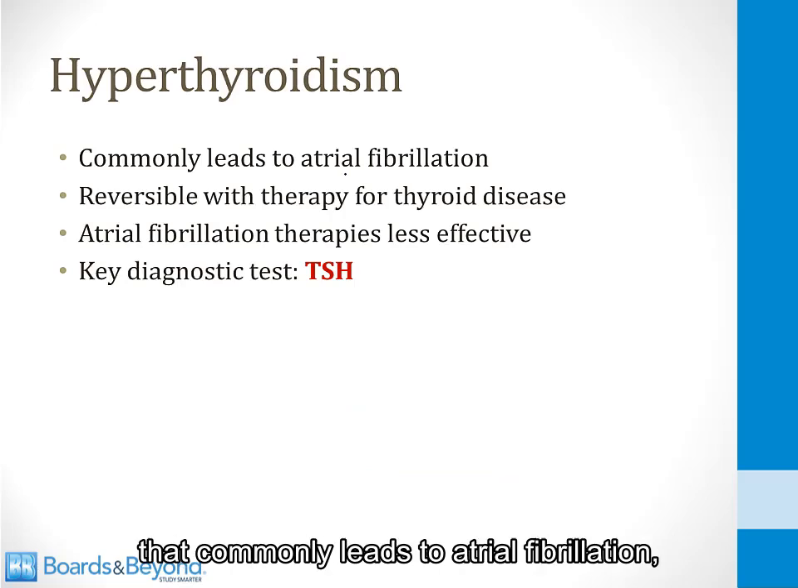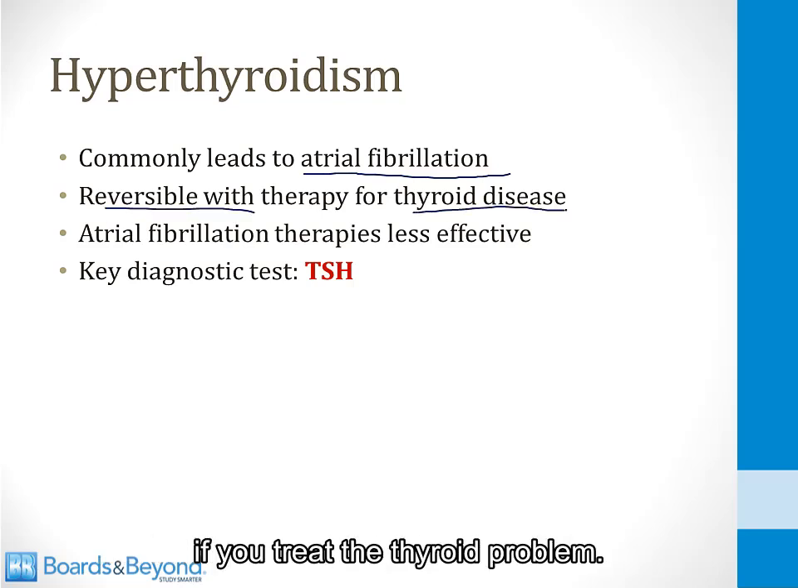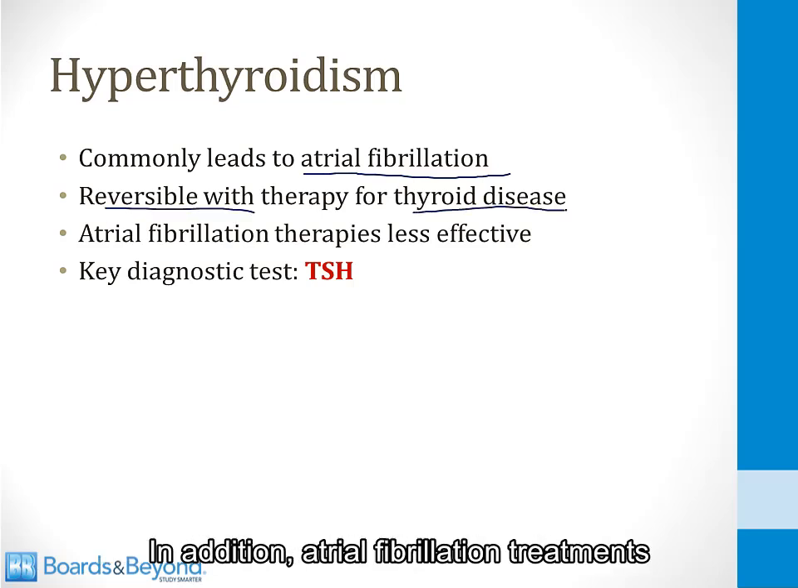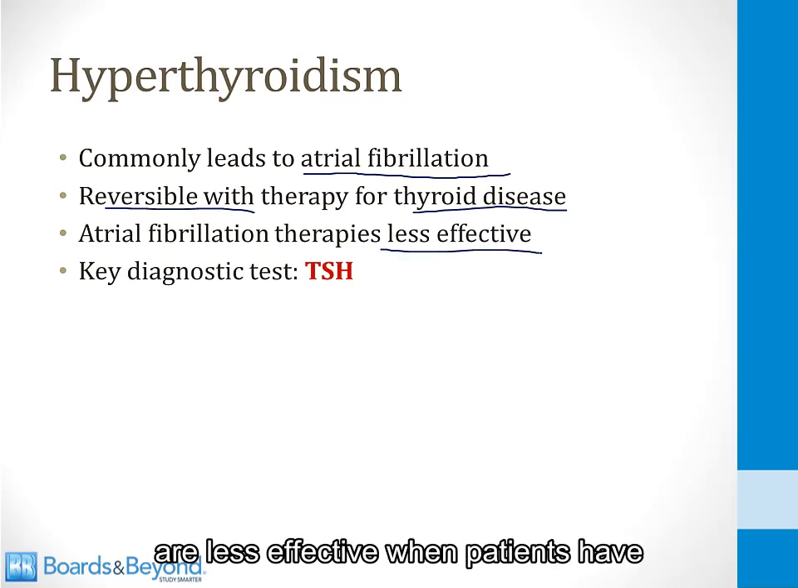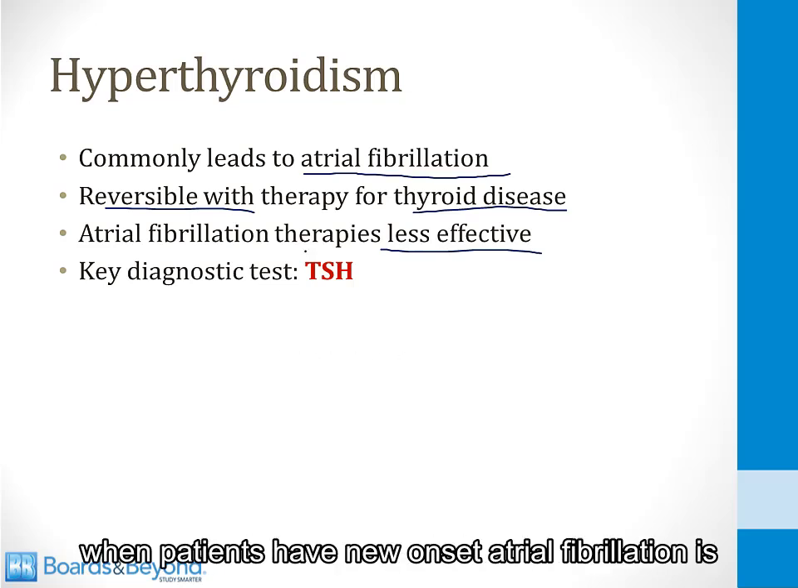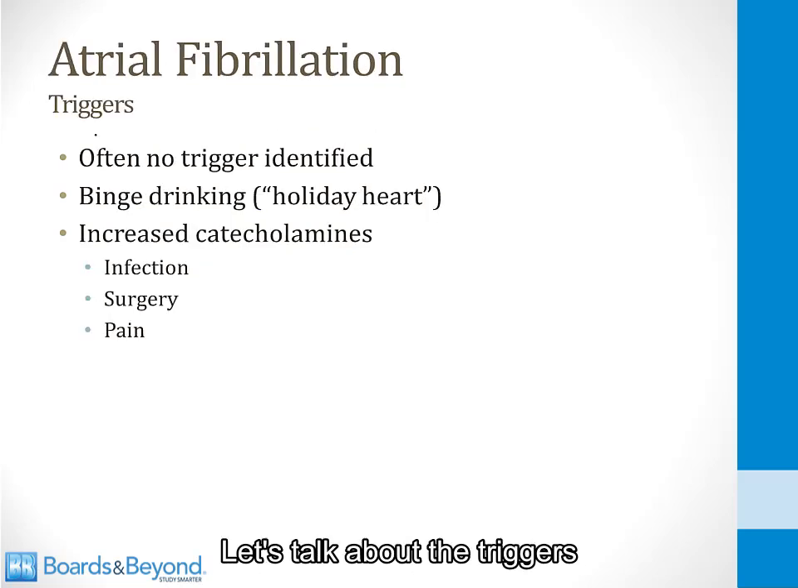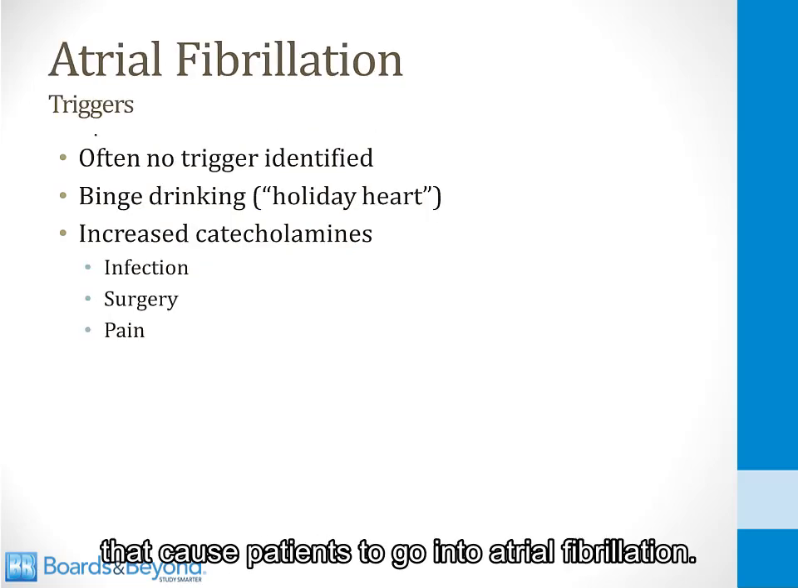Hyperthyroidism is another condition that commonly leads to atrial fibrillation, and in fact, the arrhythmia is usually reversible if you treat the thyroid problem. In addition, atrial fibrillation treatments are less effective when patients have untreated thyroid disease. For this reason, another key test when patients have new onset atrial fibrillation is to check TSH and exclude that they have hyperthyroidism. Let's talk about the triggers that cause patients to go into atrial fibrillation.